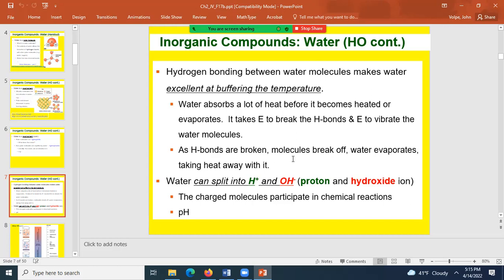Okay. Water can split apart. And when water, which is H2O, splits apart, it breaks into H+ ion and OH- ion. The H+ ion is a proton, and the OH- ion is the hydroxide ion. And these will be charged particles in water. Because water does break apart, that is part of the reason why water can conduct electricity.